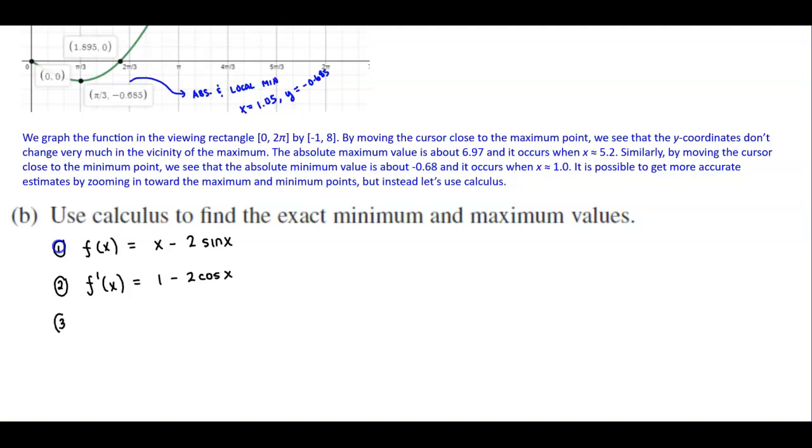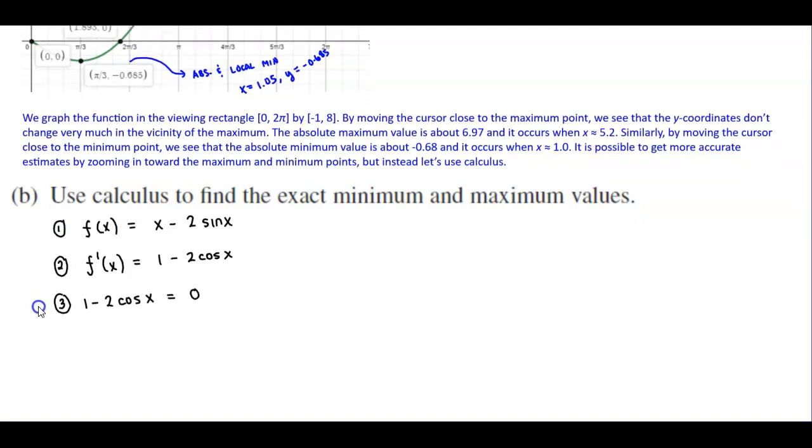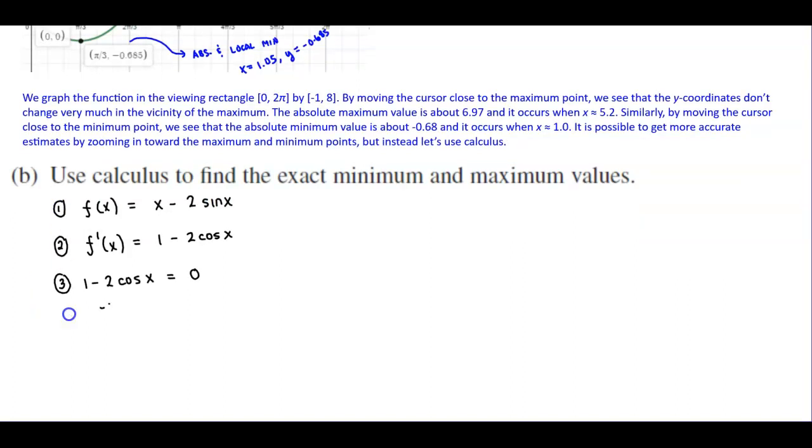Okay, now in step 3, we're going to let the derivative, 1 minus 2 times the cosine of x, be set equal to 0. So let's go ahead and subtract 1 from both sides. We get negative 2 times the cosine of x, which is equal to negative 1. Divide both sides by negative 2. Therefore, the cosine of x is going to equal positive 1/2. And so we want to find out when x is going to equal the cosine inverse of 1/2.